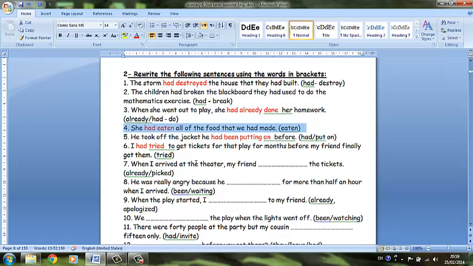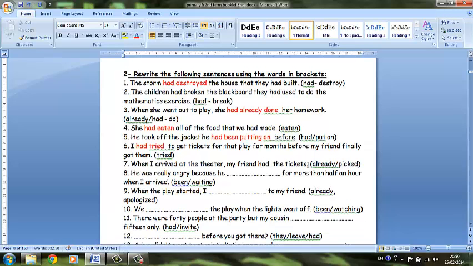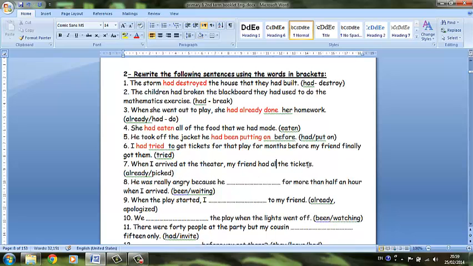So when I arrived at the theater, my friend had already picked the tickets. So already and picked, okay? Already I'm going to say had. Who can help me? Had already picked. Because if I have picking, I'm going to use been. But here I have picked. Yes, had already picked.